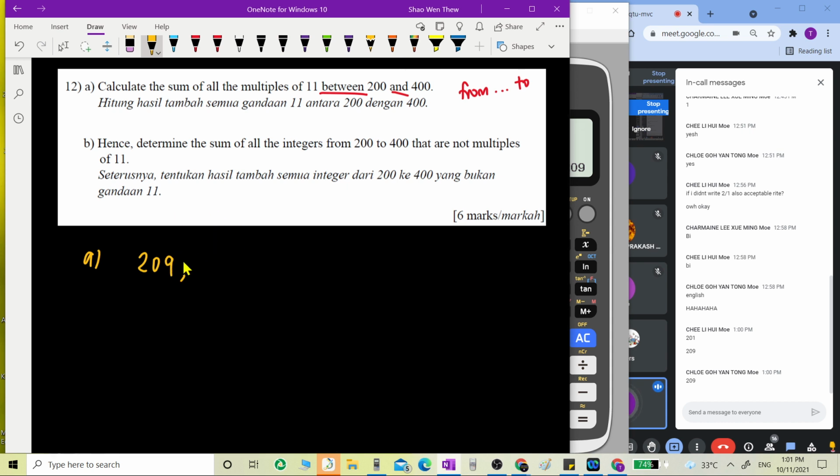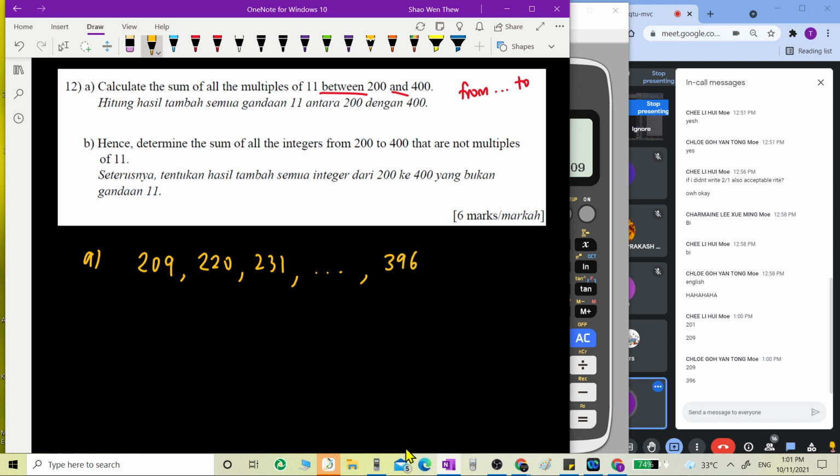And then the next number, you just plus 11: 220, plus 11, 231. At least you try to write 3 numbers. Don't write only one. Write 3. Okay? Then at least you write the last number before the 400. So what is the last number?